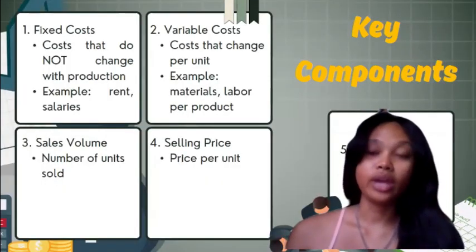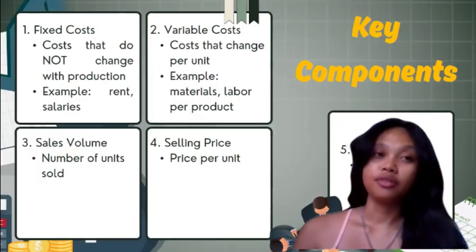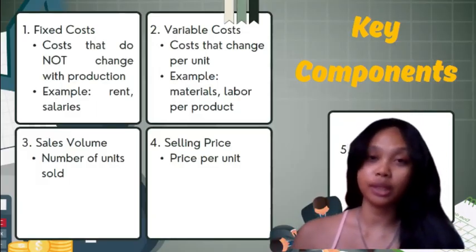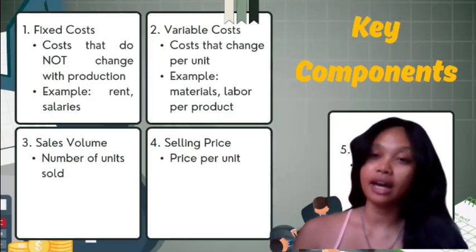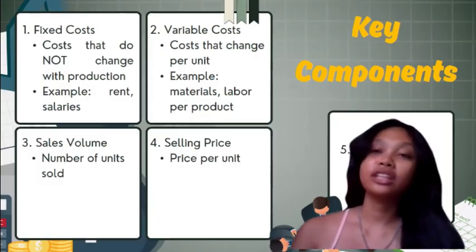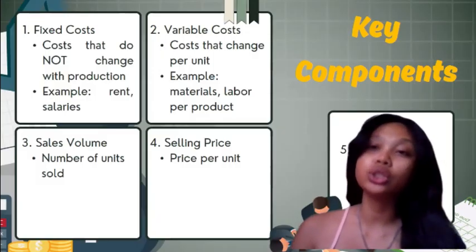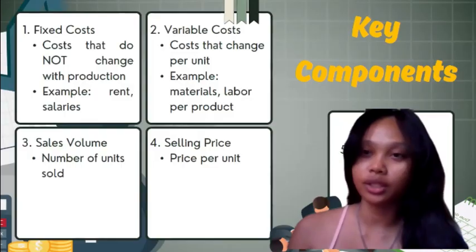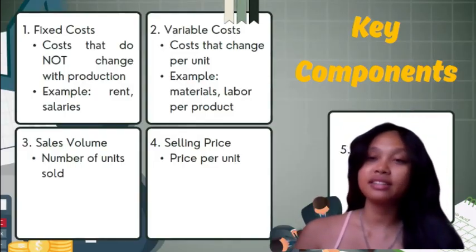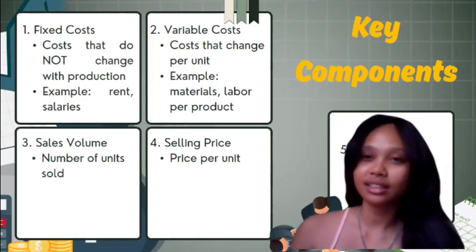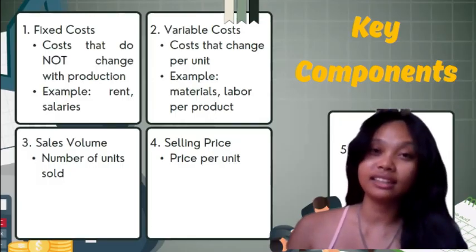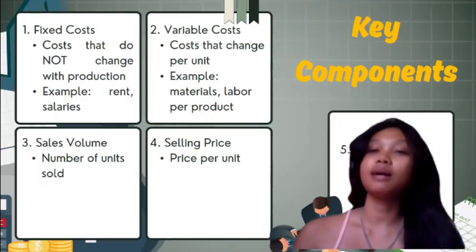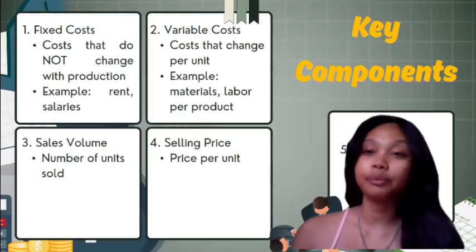So we have the key components. First is fixed cost, second is variable cost, third is sales volume, fourth is selling price, and fifth is profit. Now, fixed costs are the costs that do not change with production. Examples are rent, salaries, subscriptions, taxes, something like that. Variable costs are costs that change per unit. Examples are materials and labor per product.